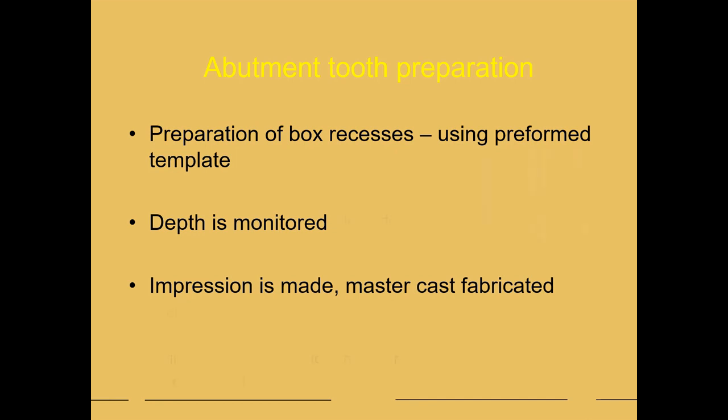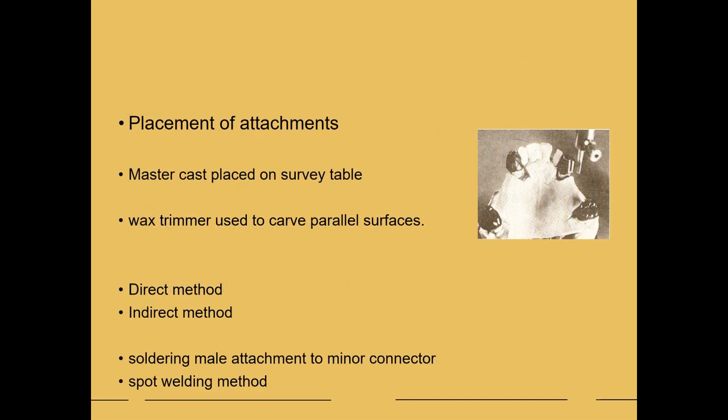Finally, coming to the placement of attachments. Once the master cast is fabricated, it is placed on the surveying table at the tilt that is established during the diagnostic abutment preparation. A wax trimmer is used to carve parallel surfaces in case we need guiding planes. There are two methods of relating the intracoronal attachment. One is the direct method, where the attachment is placed within the confines of the wax pattern of the abutment tooth and luted with sticky wax using an attachment mandrel that is attached to the surveyor.